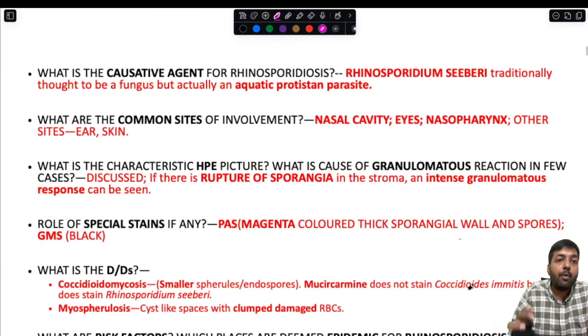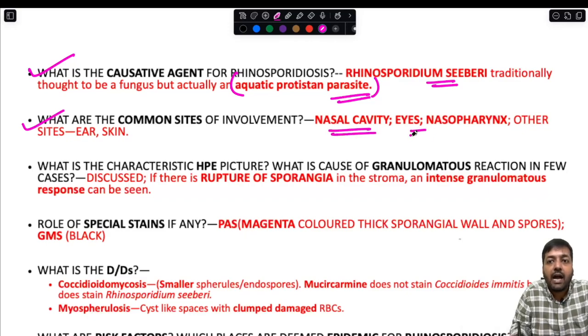Now coming to the important viva question. So what is the causative agent for rhinosporidiosis? It is Rhinosporidium seeberi, traditionally thought to be a fungus, but it is actually an aquatic protistan parasite. So what are the common sites of involvement? It is the nasal cavity, eyes, nasopharynx. Other sites include ear and skin.